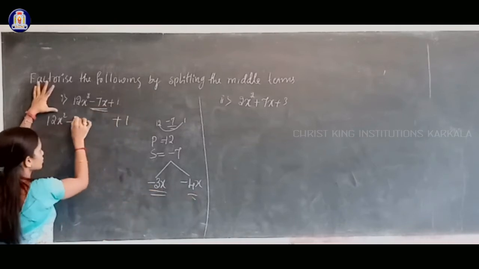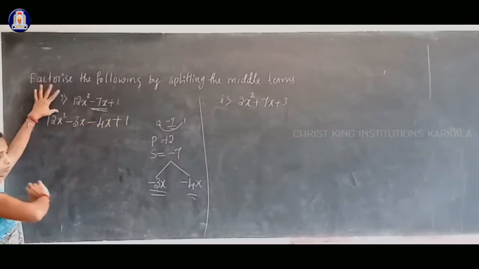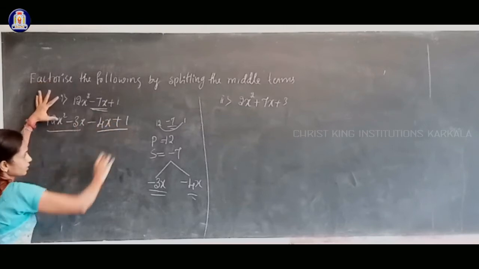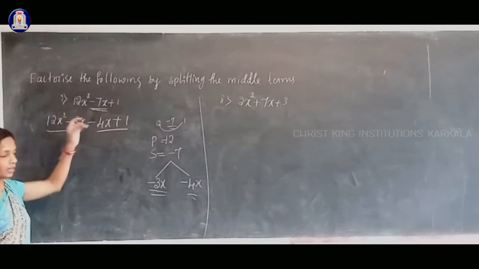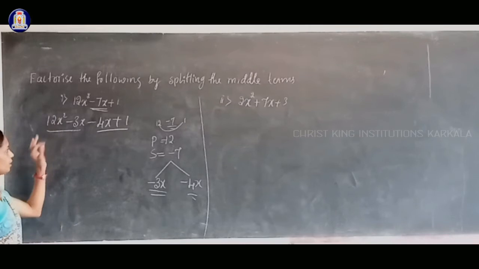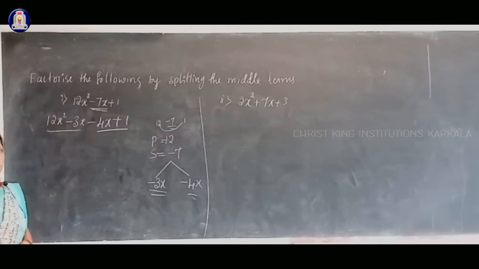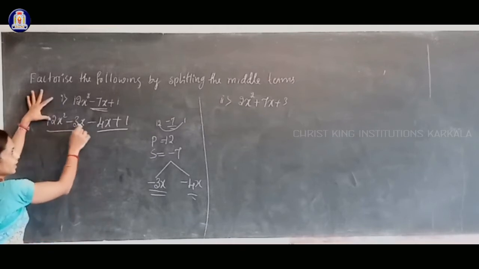Okay, minus 3x minus 4x. Now you have 4 terms. Now you have to group like this, first group, second group. In each group you have 2 terms, and here you see in these 2 terms what you can take as a common factor out. If you can't take a common factor directly out, you can write this in an expanded form. Okay, I'll write this in expanded form.